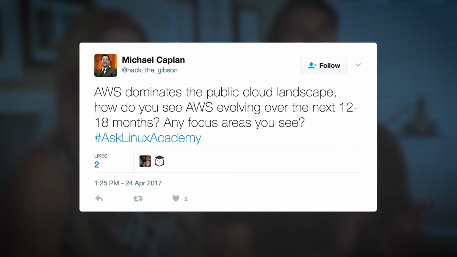Question 3. Michael Kaplan asks, AWS dominates the public cloud landscape. How do you see AWS evolving over the next 12 to 18 months? Any focus areas you see? All right, this is a great question. I totally think that serverless is going to be the next big wave, so it's very important that we keep up on our serverless concepts, including AWS Lambda. Yeah, absolutely. AWS Lambda is the wave of the future.